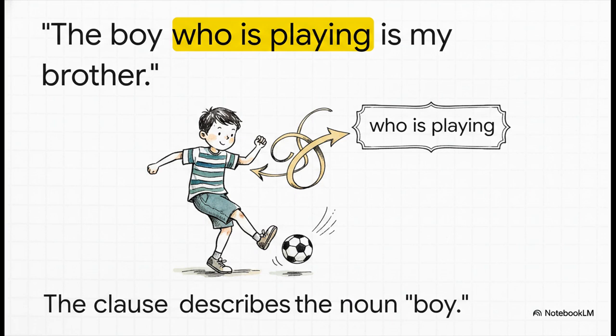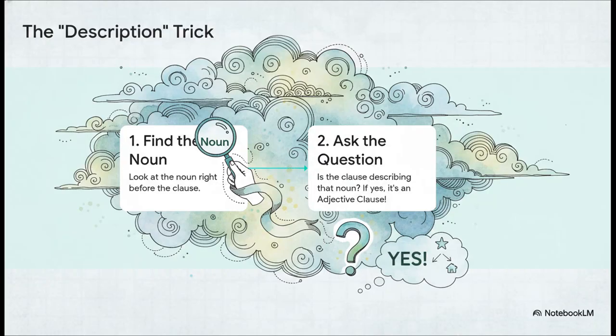So let's go back to our very first sentence. The boy who is playing is my brother. Here, the clause, who is playing, isn't acting as the boy. Instead, it's telling us more about the boy. Which boy are we talking about? Oh, the one who is playing. It's describing the boy. And this brings us to the test for an adjective clause. It's all about its location and its relationship to its neighbors. Just look at the noun or pronoun that comes right before the clause. Is the clause giving you extra details about that specific noun? If the answer is yes, you've found an adjective clause.